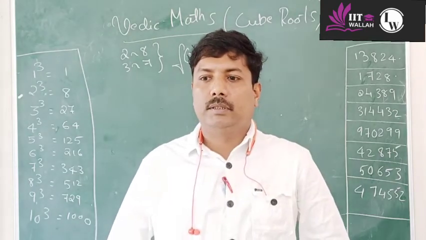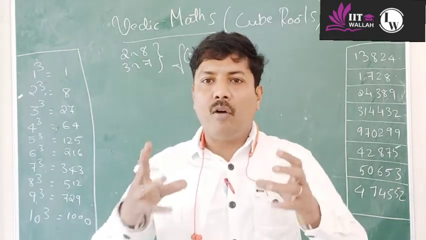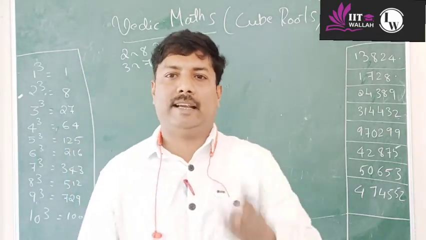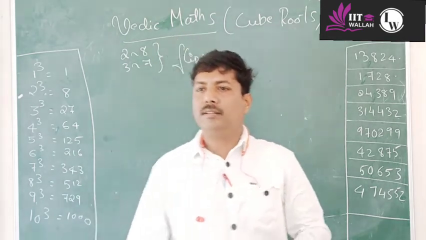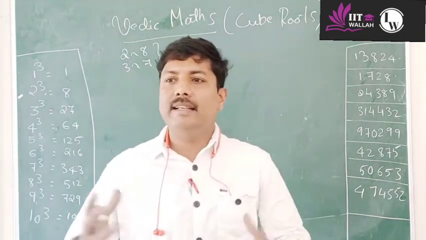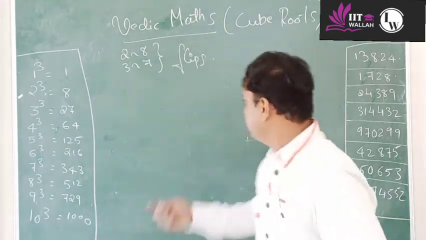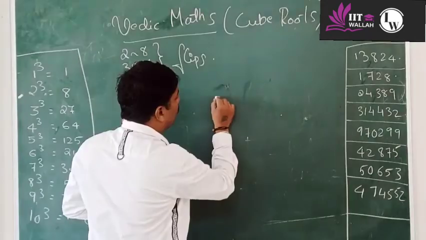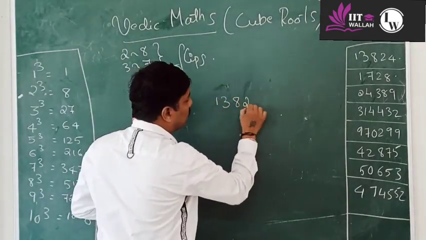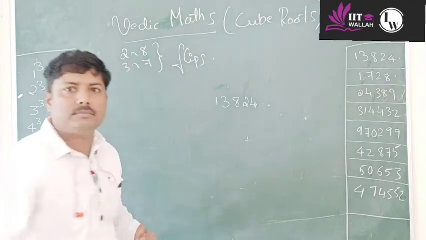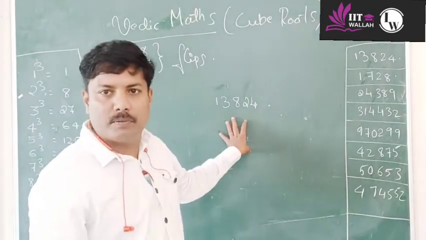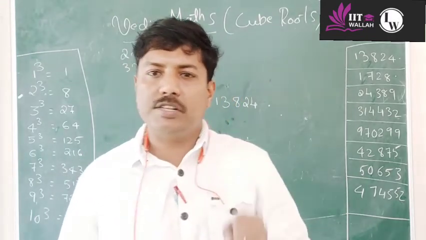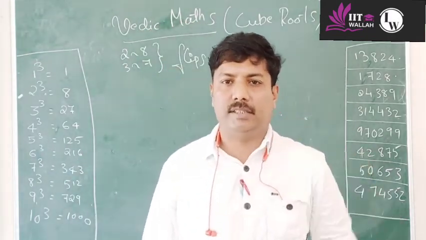Now I will teach you how we can find the cube root of any big number within 2-3 seconds. This will be very interesting and you can easily understand it. Suppose first we take a perfect cube like 13824. We need to find the cube root of this very fast, not by the traditional method. We want fast results.